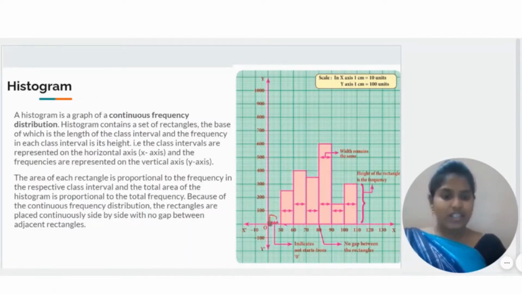Okay, now we see this zigzag sign. It's known as a kink. That means the graph doesn't start from zero. This kink is mentioned so that the graph doesn't start from the origin. See, we have from 50. So the graph doesn't start from the origin, so we have to draw a kink, that means a zigzag line.